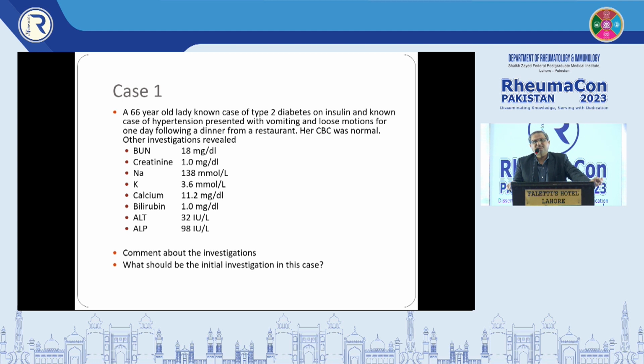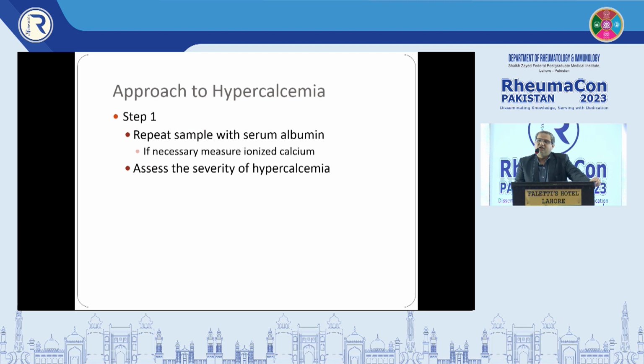Anyone? So what is wrong in the biochemistry? So the calcium is elevated. So what should be the initial investigation in this case? Repeat the sample with serum albumin and if necessary measure ionized calcium, because this is an actual patient. So what happens when you repeat the sample?